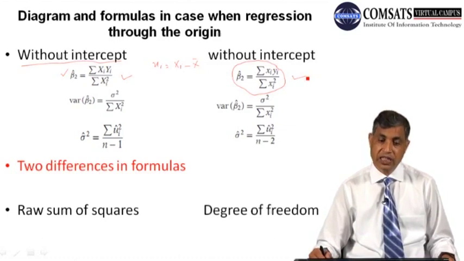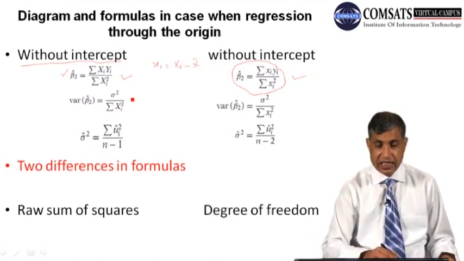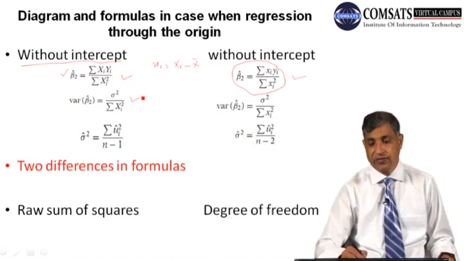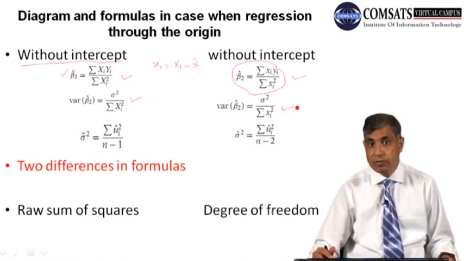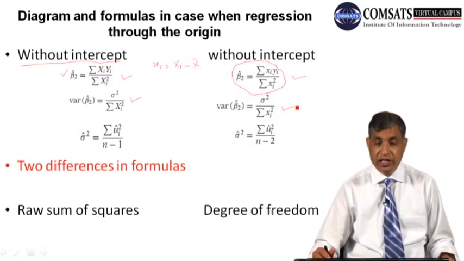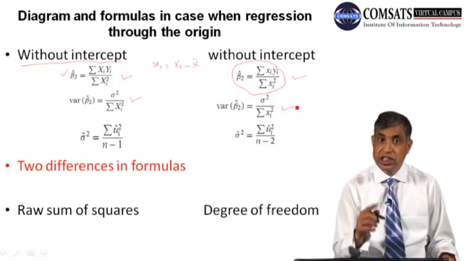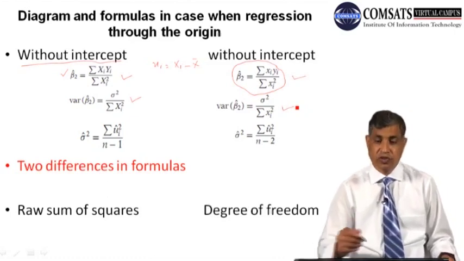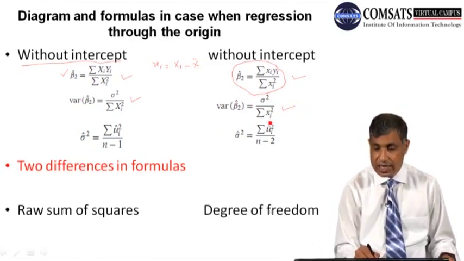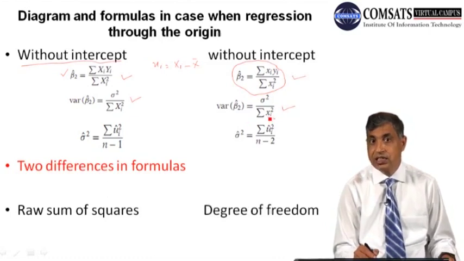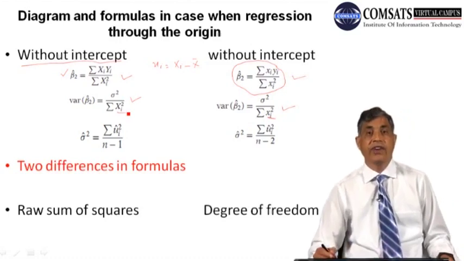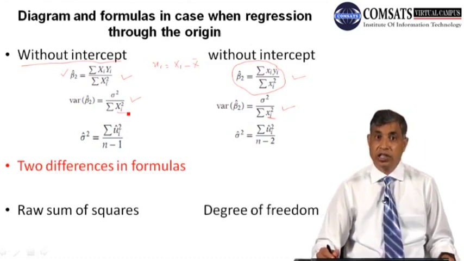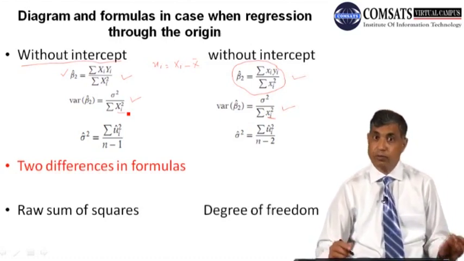Similarly, now comes the variance of beta 2 hat. In this case, there is only a small difference between these two. The numerator is the same, no change in the numerator, but in the denominator there is a change. So what is the change? If you look at this xi, you can see that it is in small notation, and this xi in the variance of beta 2 hat, when the regression is touching the origin, you can see the variance of beta 2 hat formula changes.